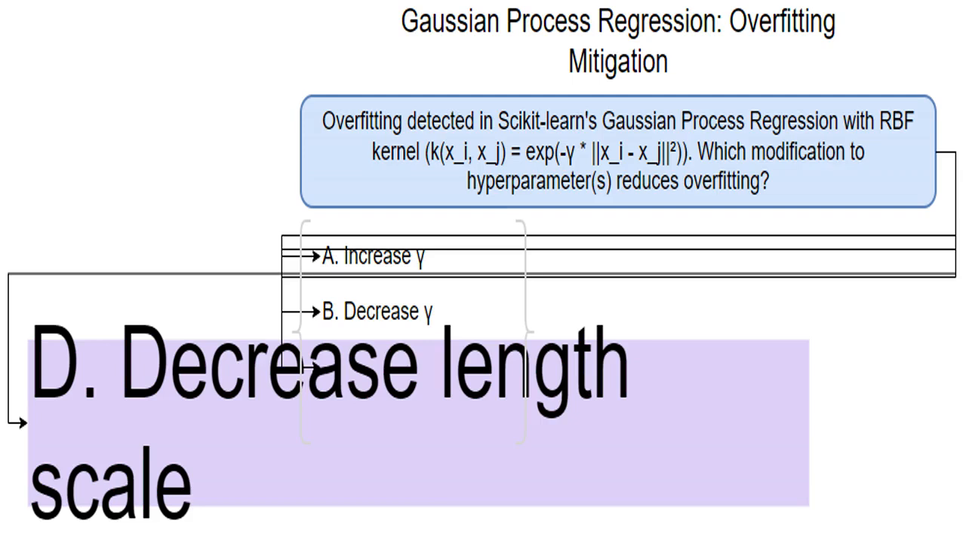Decreasing the length scale is the same as increasing gamma. Both actions result in a more complex model that is more likely to overfit. It would worsen the overfitting that you're trying to fix.